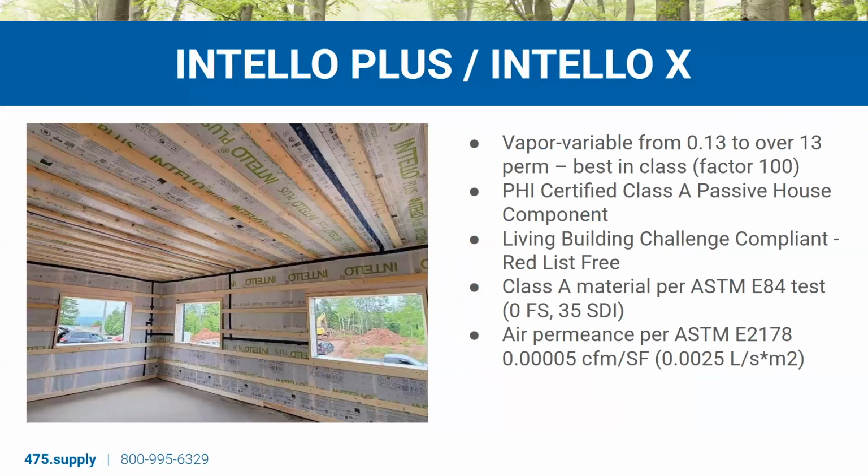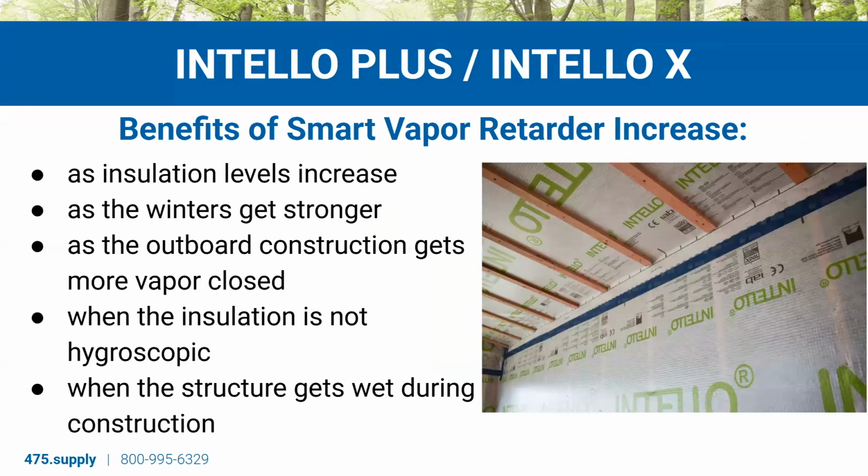So here we're showing it being installed. It's lining the interior side of the insulation. It's a Passive House certified component. And as you start to really increase the levels of insulation, this interior air barrier and this smart vapor variability becomes really key. As you're drying more out during the winter, as your winters get more intense, this becomes more key. When you can't dry out in the winter, this becomes really key.